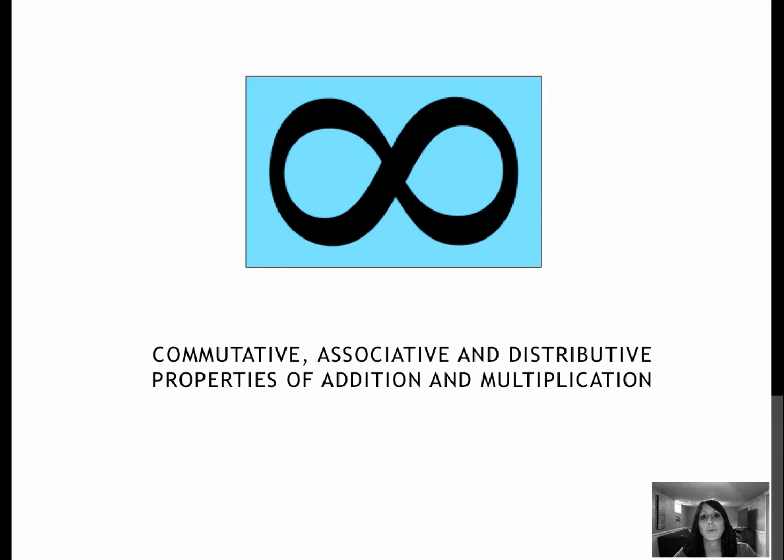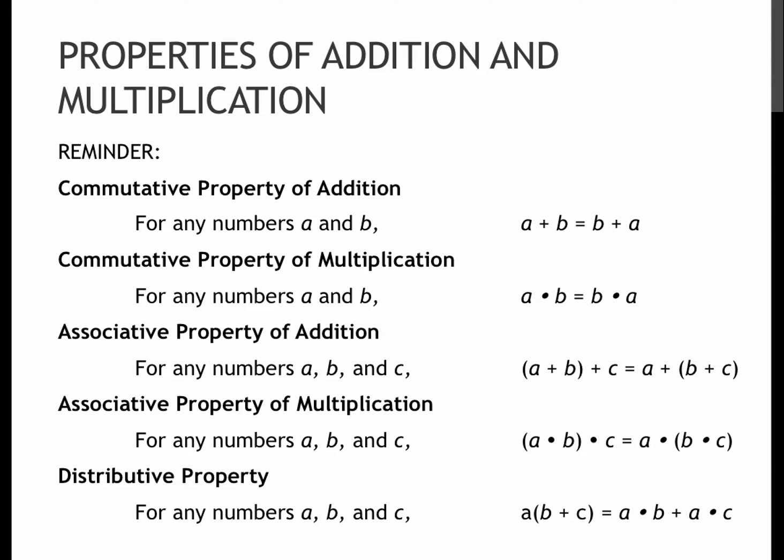In this lesson, we're going to remind ourselves of the commutative, associative, and distributive properties of addition and multiplication. We learned them in our previous lesson, but for this lesson, we're going to include variables as well. Here's a reminder of those 5 properties. We learned several more throughout those lessons, but these are the 5 we'll focus on today.